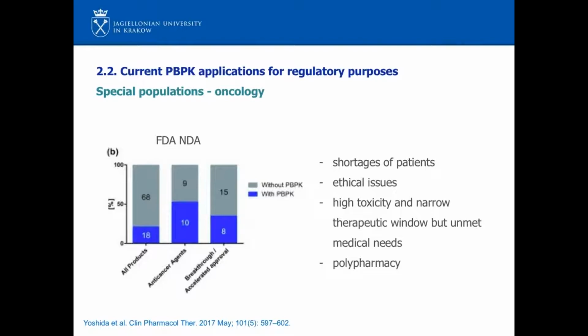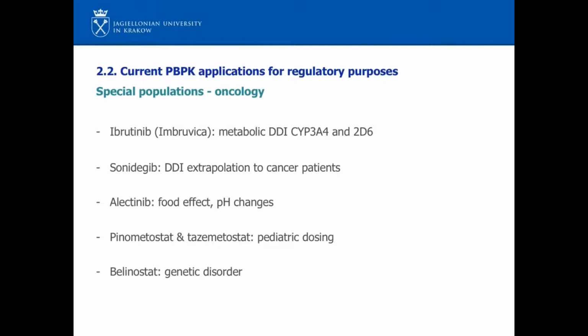These are the problems with the recruitment of the patients. These are the ethical or safety issues in this special population. Also, the narrow therapeutic indices of most of the anti-cancer drugs with high toxicity, which may impose the need for precision dosing for these patients. Also, the fact that oncology patients usually take many drugs concomitantly to treat the comorbidities and the side effects they are having, and this already fragile population is faced with an increased risk of drug-drug interaction.